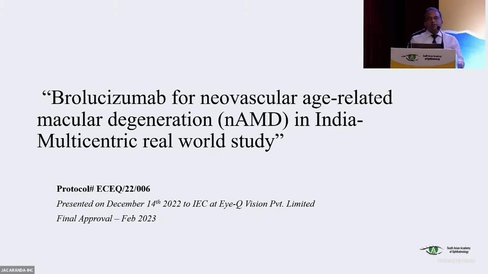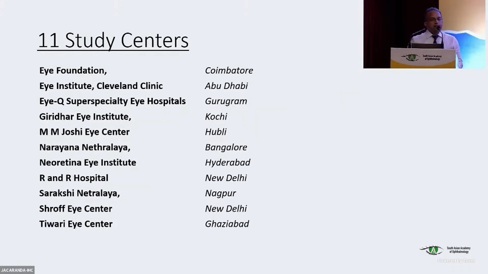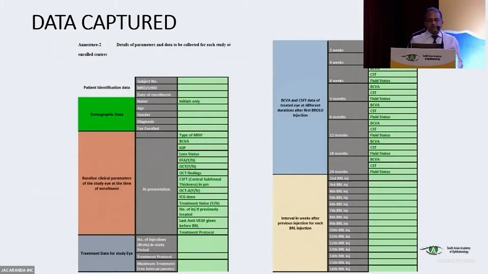So we'll be publishing this study, and after that, we'll do subgroup analysis and try to extract more useful practical information out of this data. So in a nutshell, 11 study centers, these were the centers who have participated in this study. And this was the study performer. We tried to capture all practically relevant information through this retrospective study.